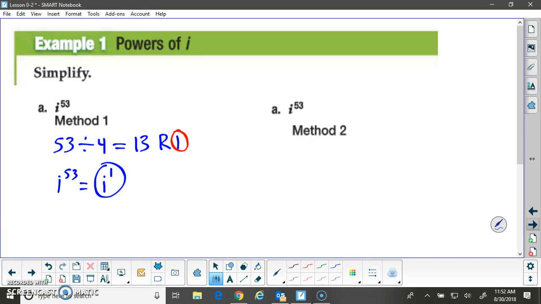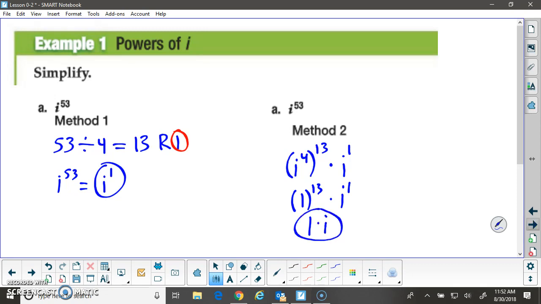And that's simplified. A different method of showing you how to do the same thing here is I'm going to rewrite this as i to the fourth to the 13th power, and then I'm going to have to multiply that by i to the first, because 4 times 13 gives you 52. And if you use properties of exponents and add an additional exponent, that gives you 53 total. And so i to the fourth is equal to 1, and 1 to the 13th power is just 1. So this ends up simplifying down into 1i, which is the same thing as what we had in the previous method, i to the first.